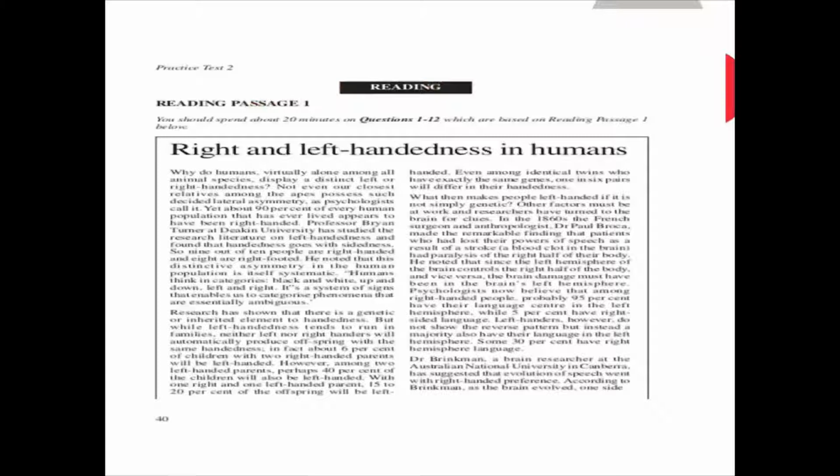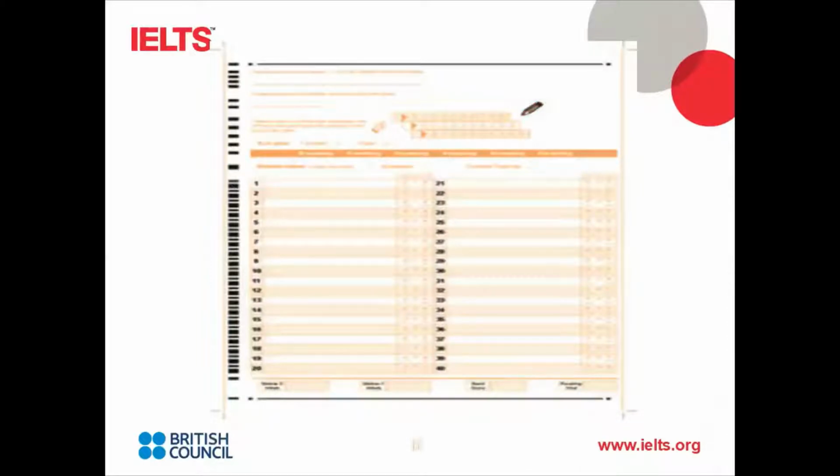So this is an example for academic reading. This is the example of a passage. You will receive an OMR sheet just the same as listening. It will be upside down. Listening will be on one side and reading will be on the other side.